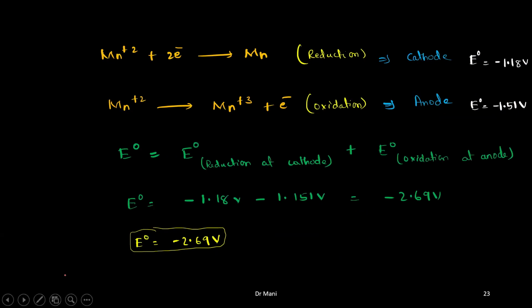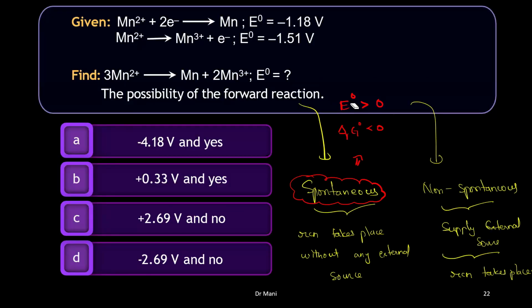Now see here, what is the answer we got? Minus 2.69 V. Is this positive or negative? E naught is negative in this case. So negative means the reaction is spontaneous or non-spontaneous? Non-spontaneous. See carefully. E naught should be greater than 0, then only it will be spontaneous. That means it should be a positive value, or Gibbs energy should be a negative value.